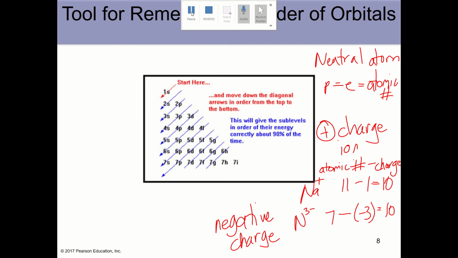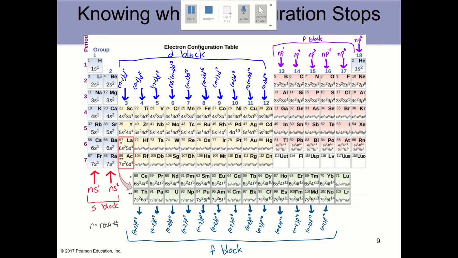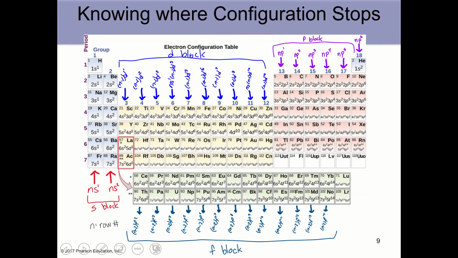So just remembering, when you do electron configuration, you need to know the total number of electrons. Electron configuration is based on the number of electrons, so it's not based on atomic number, and we need you to remember that. So, shortcuts for writing electron configuration: just knowing where it stops, right?